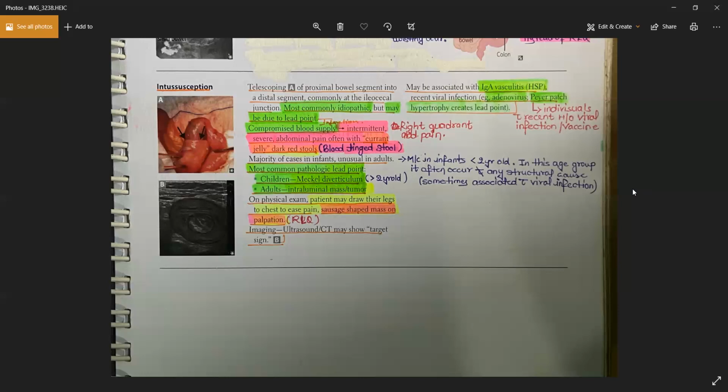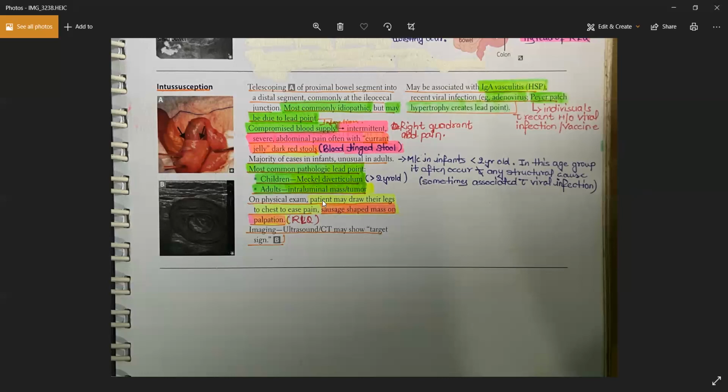viral infection. For the children more than 2 years of age, the most common pathological lead point would be your Meckel's diverticulum. In case of adults, the most common pathological lead point would be any kind of tumor or any kind of mass in the GI lumen, right?